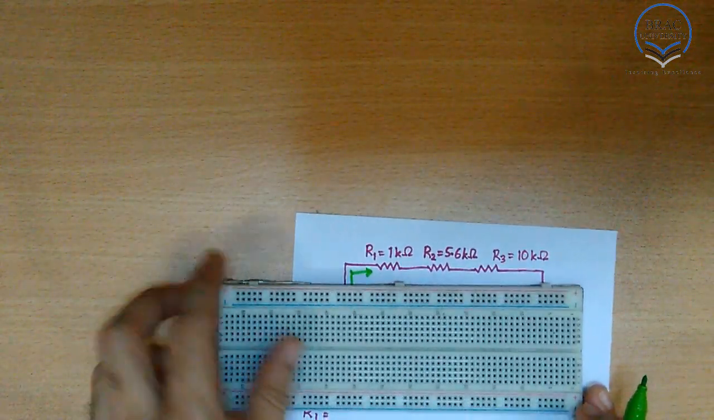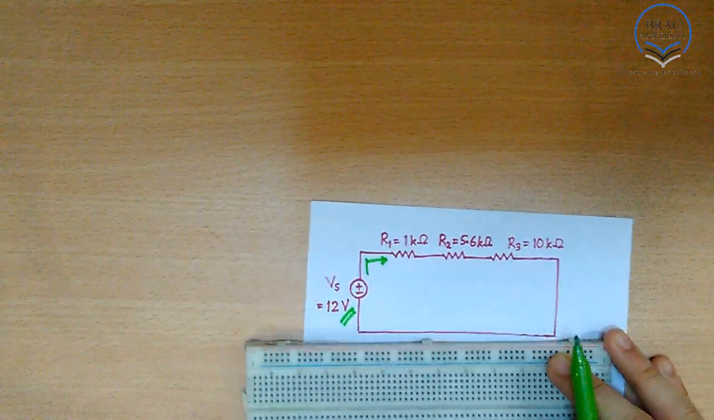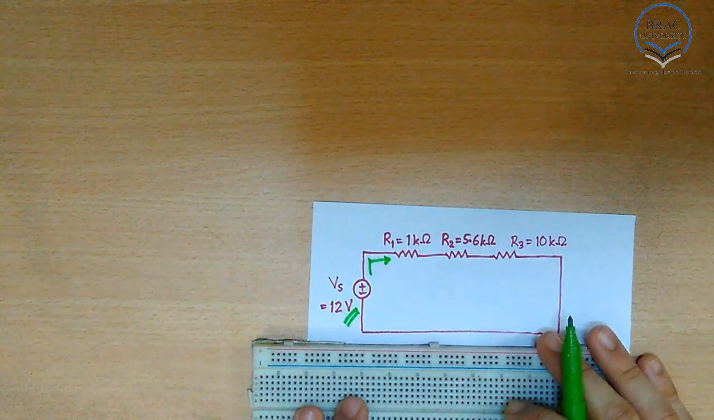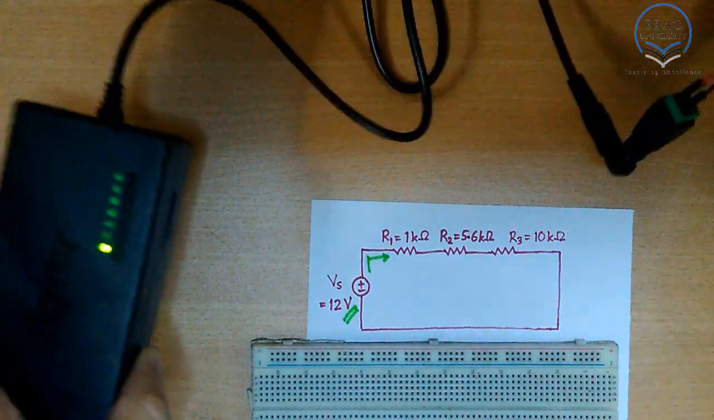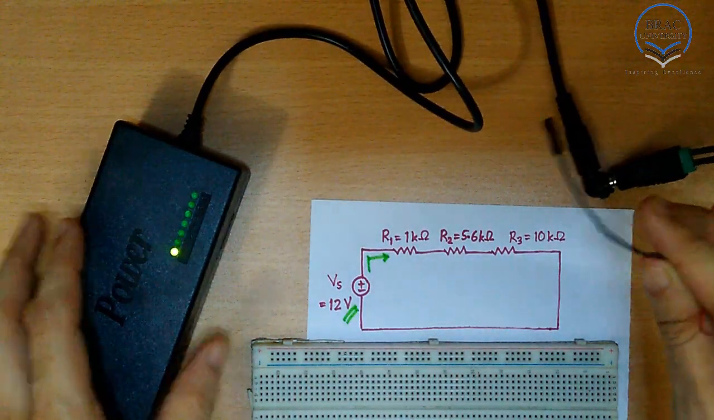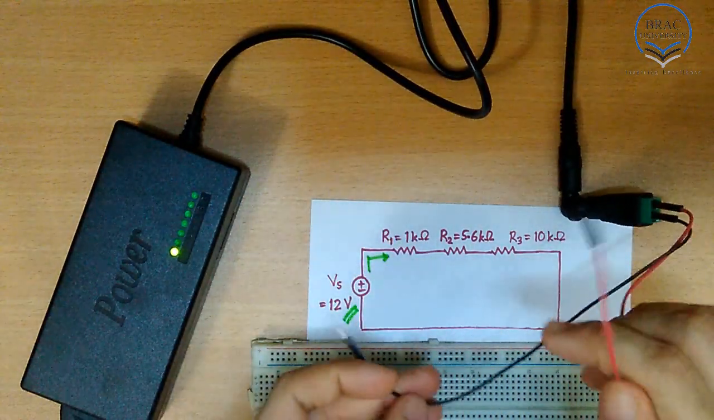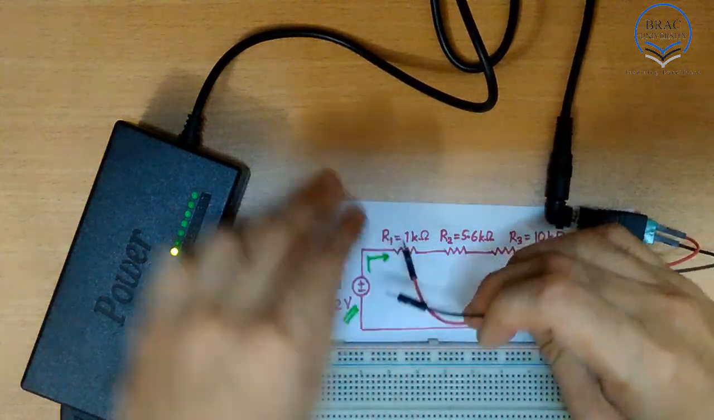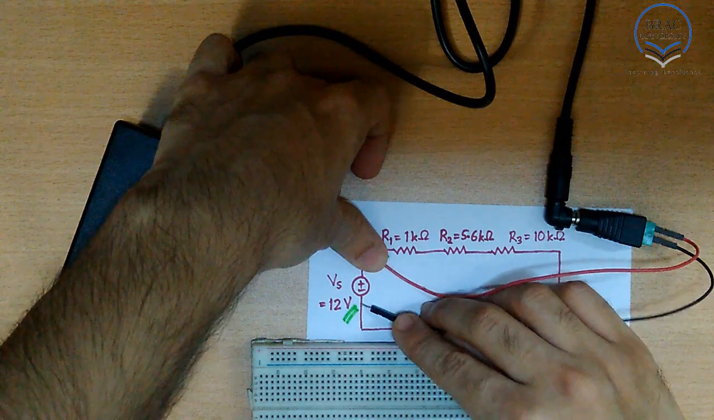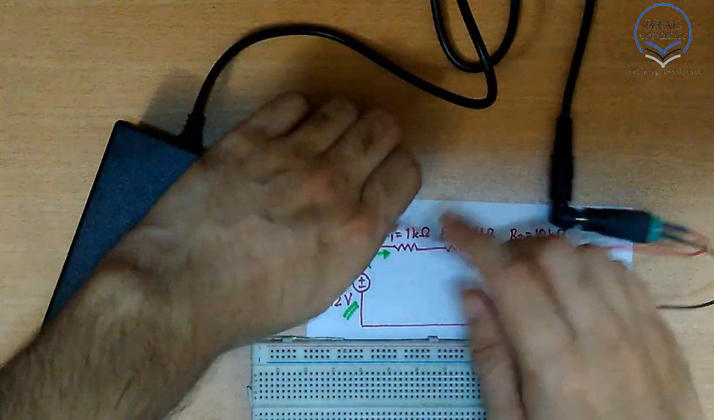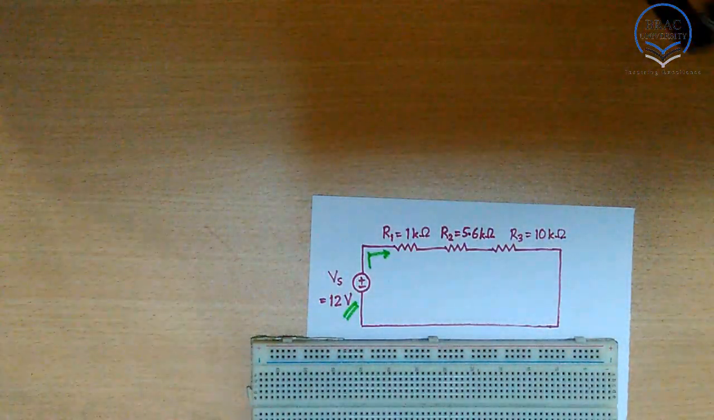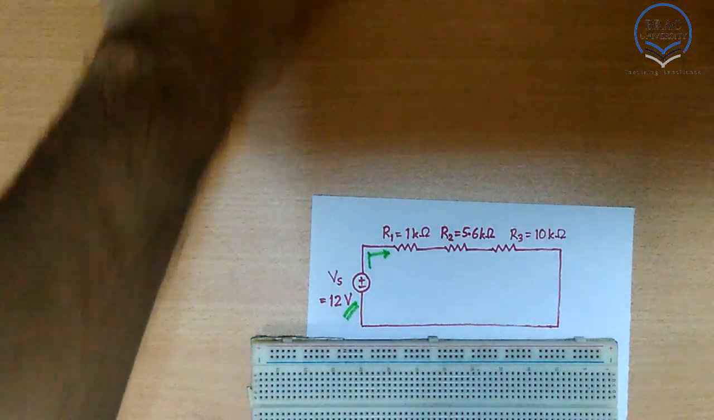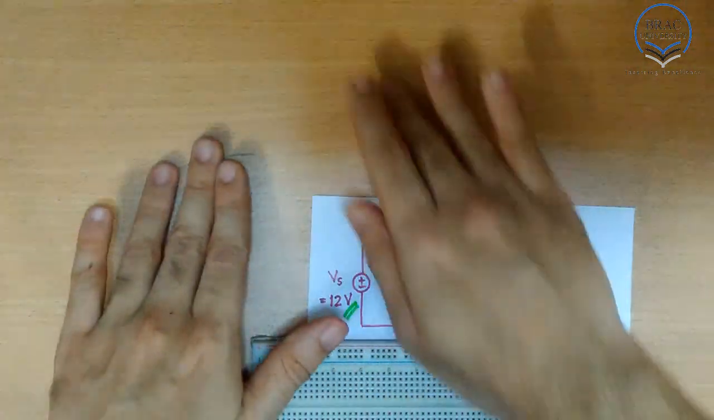So here it is. And we need a power supply of 12 volt. So we are going to use a voltage adapter, a DC adapter, for our circuit. And this red wire will be the positive terminal of the source and the black wire is the negative terminal of the source. Okay, and we need three resistors. So here are the three resistors.